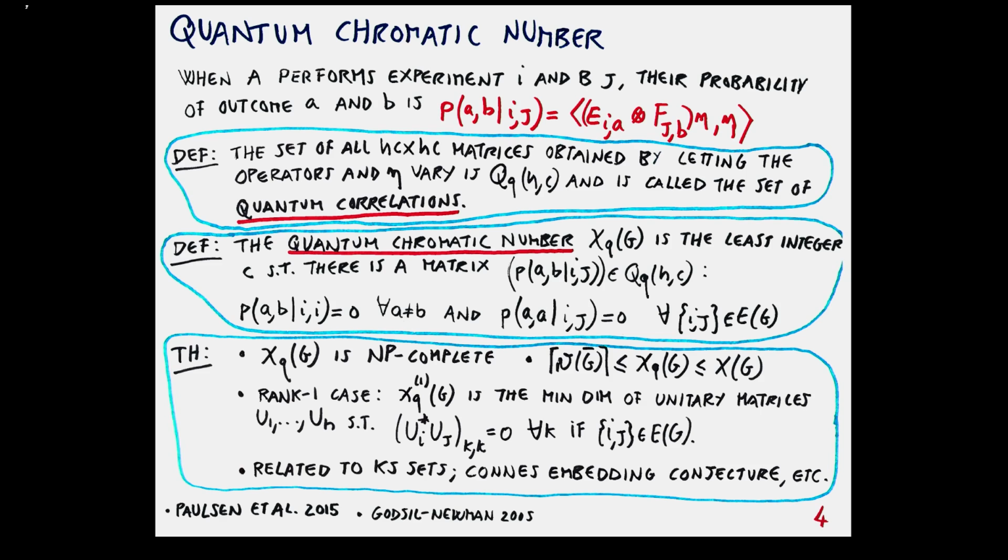Now, this kind of expression gives rise to some matrices, okay? Because I have a graph, which is n by n, I have my colors, C colors. So here I define the set of nC by nC matrices obtained by letting the operators and the vectors vary as I want. And this is the set, just the notation, Q, Q, and C. This is called the set of quantum correlations. So every time they play, they define some set of matrices in this way. And here is the definition. The quantum chromatic number will be the least integer, C, such that there is a matrix in this set of quantum correlations with the following properties.